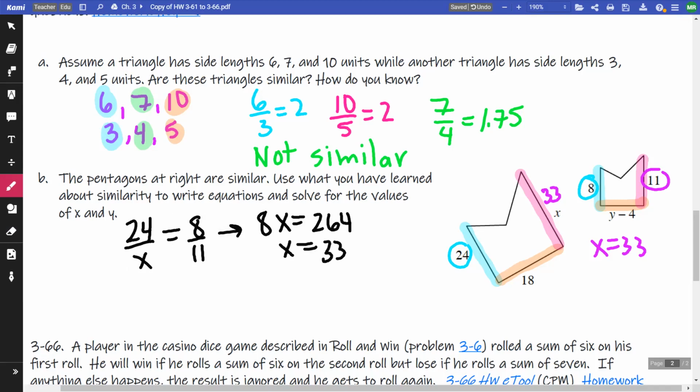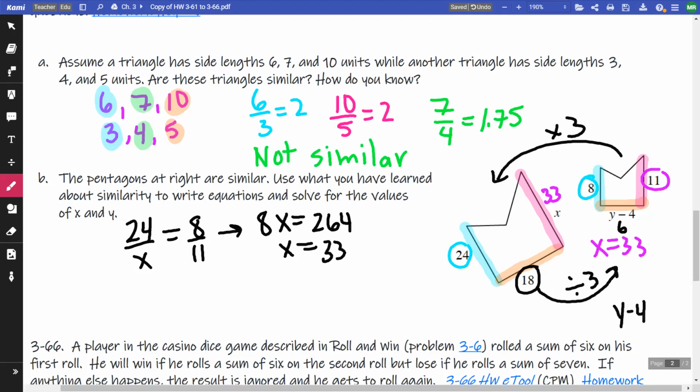Okay. So if I'm thinking about that everything in this one is being multiplied by 3 to get here, then going backwards, what am I doing? I'm dividing by 3. So this 18 over here, this would be a 6. And so I know that basically my y minus 4 has to equal 6. So my y is going to be a 10. I could do it that way.